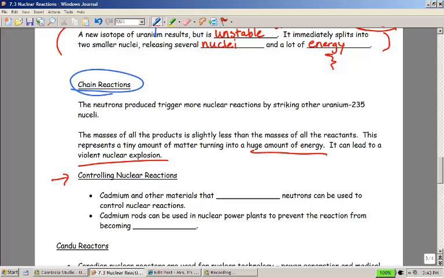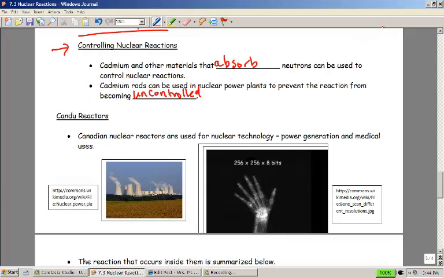And so cadmium and other materials that absorb neutrons are used. Cadmium rods can be used in nuclear power plants to prevent the reaction from becoming uncontrolled, which would of course result in perhaps a catastrophic meltdown, as we've seen in history. So Canadian nuclear reactors are used for nuclear technology, for power generation, and for medical uses.